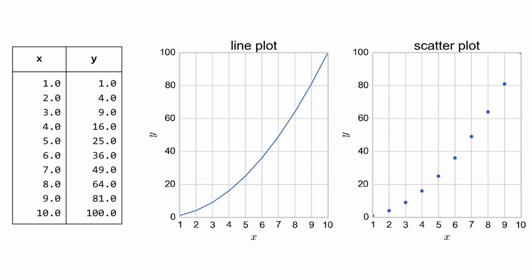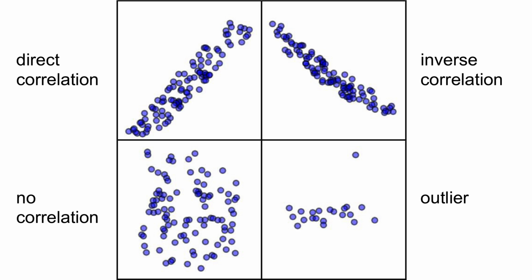So if it's a nice smooth function, the line plot makes sense. If it's something where we don't really know what's going on, the scatter plot typically makes more sense, and we can use it to investigate stuff like how the two variables correlate. And we can look at them, and typically correlations have a very nice visual expression.